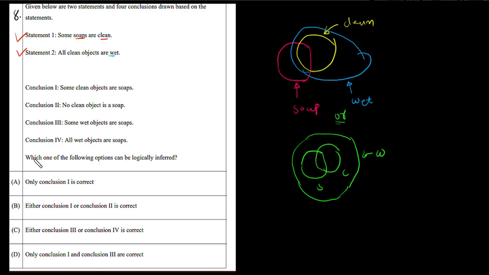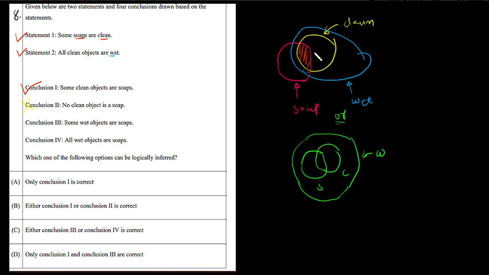So now let's move to the conclusions. Conclusion 1 says some clean objects are soap. So you can easily see here this clean object represented by the yellow circle. This yellow circle and this red circle which is representing the soap are intersecting in this region. So I can say some of the soap which are included in this area are clean. So I can say yes, conclusion 1 is right. Conclusion 2 says no clean object is soap. But now you can see this conclusion 2 is exactly opposite to the conclusion 1. So I can say if the conclusion 1 is true, then conclusion 2 is wrong.